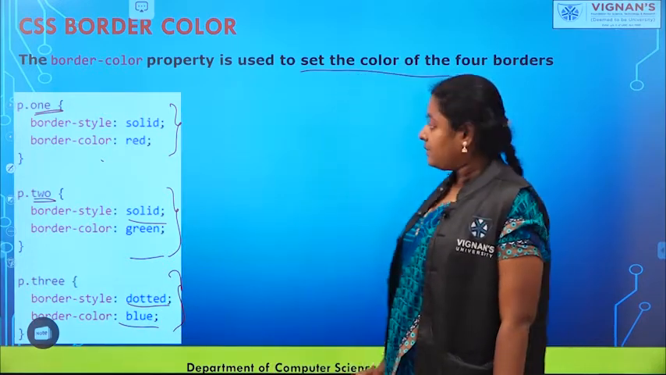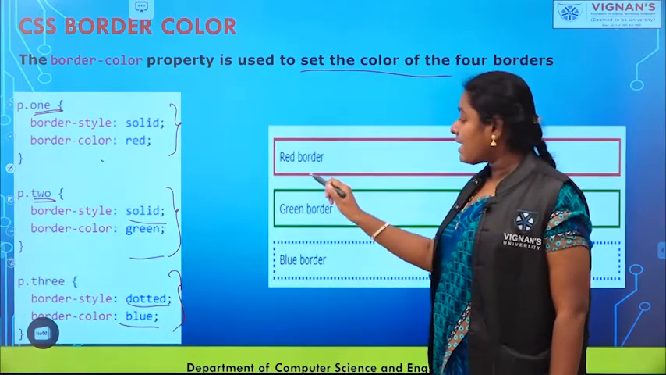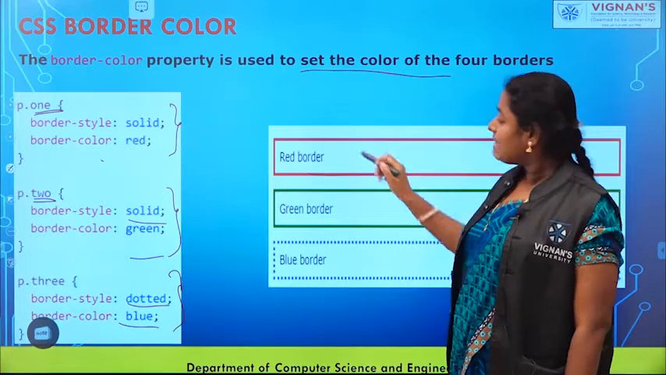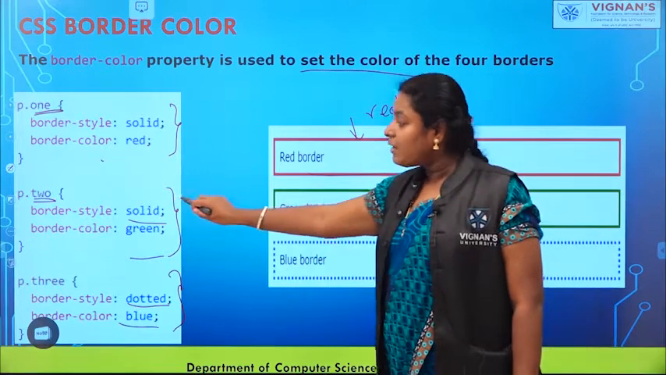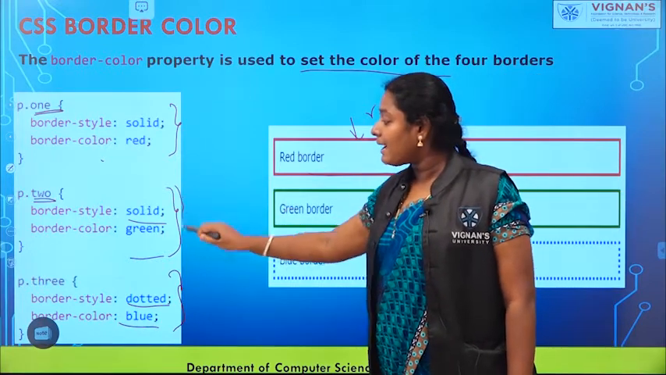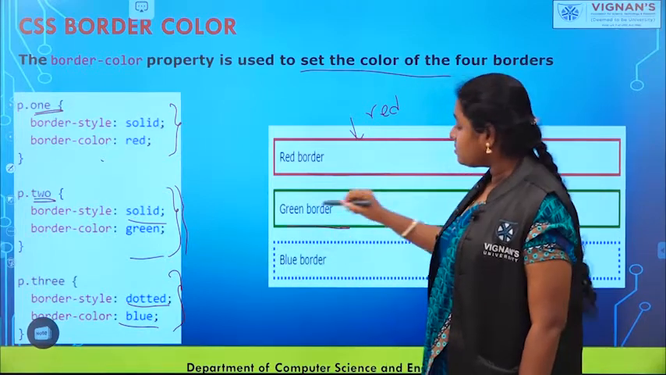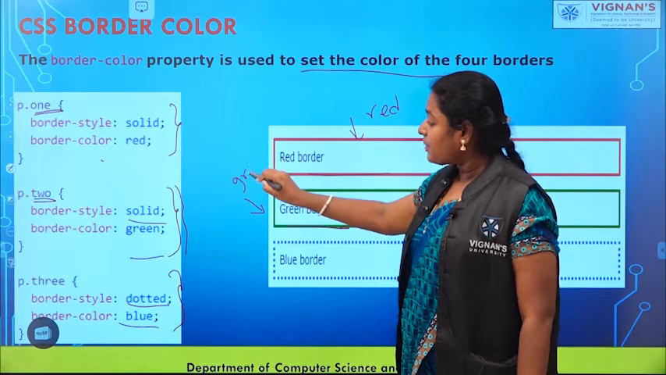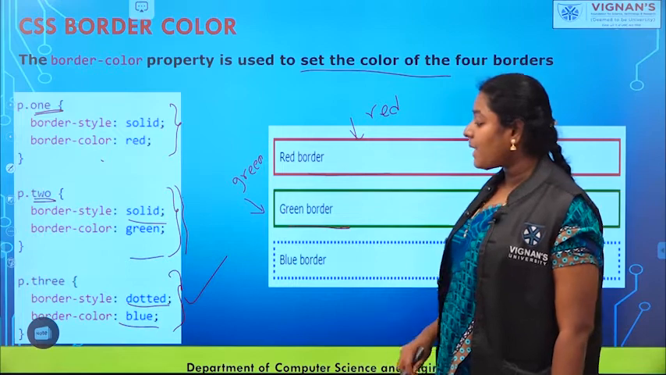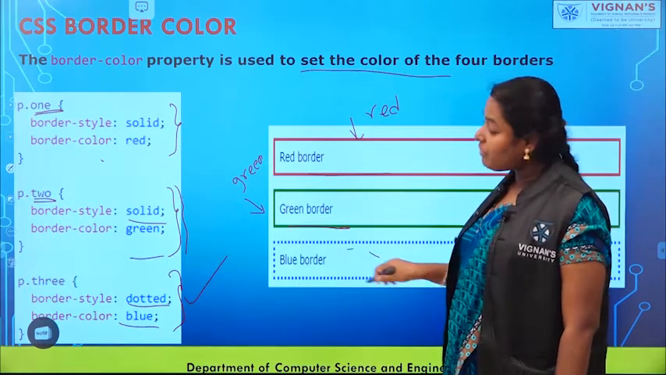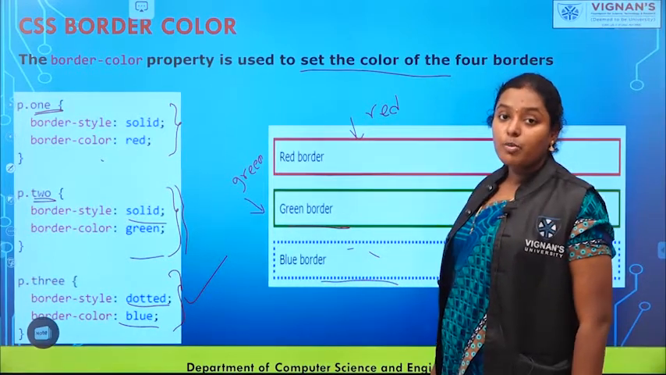Now see the output. For the content in P.1, it will get a solid border with the color red. This is the red color. Next for P.2, you had taken the style solid. So this is the solid border with the color green. This is the green color. Next you are taking P.3. For this element you are applying style dotted, but what is the color you had given? That is blue. So a dotted blue border will be applied.